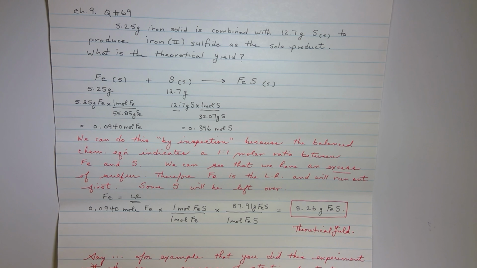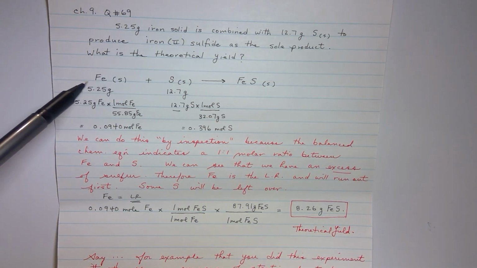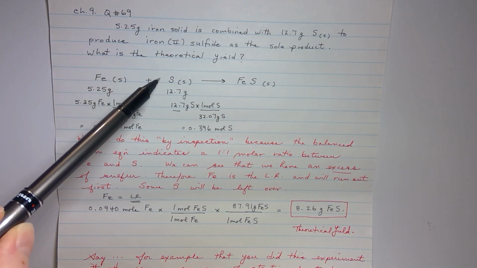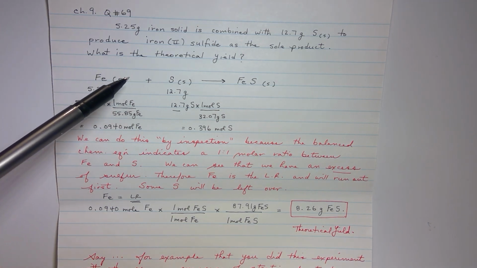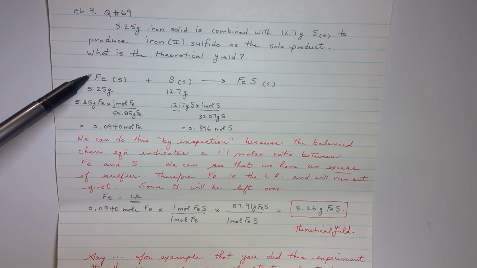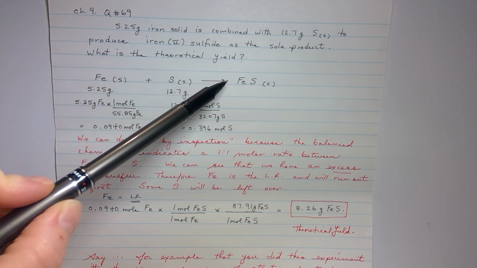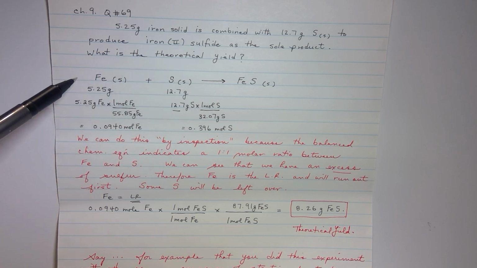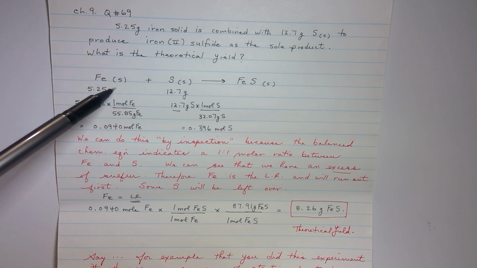The reason I can successfully do that is because the balanced chemical reaction tells me that I should have equal numbers of moles of each. That's how they go together. 1 mole and 1 mole makes 1 mole. Now, do I have an equal number of moles in these masses?